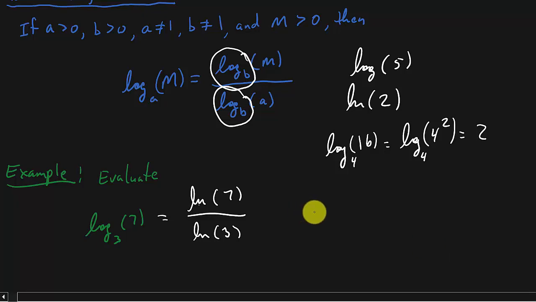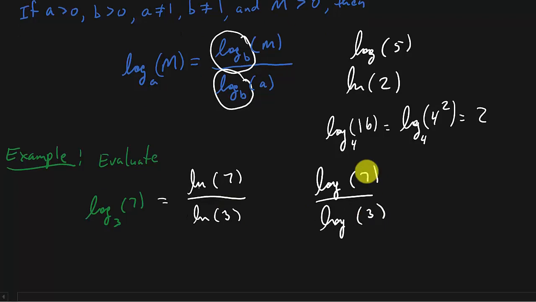And look, if you did this, log 7 over log 3, you'll get the same answer. You can try it. Punch this in your calculator, punch this in your calculator, and you'll see that you get the same answer. But if you try it out now, pause the video so you don't miss anything else.